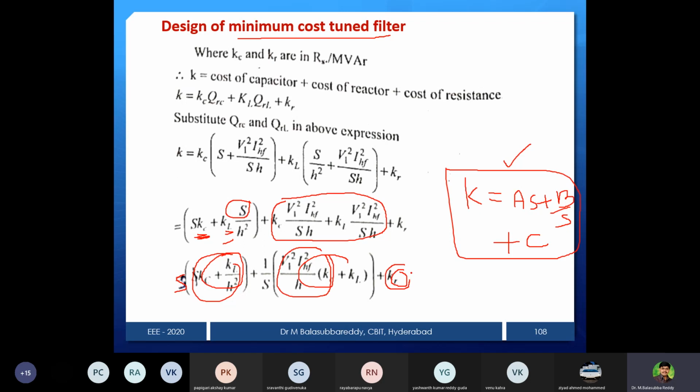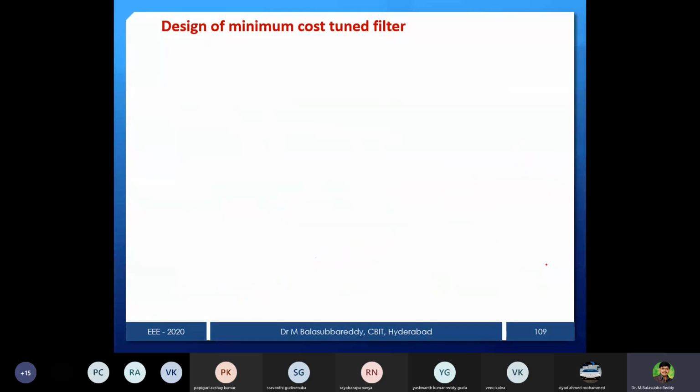Either you can use notation in terms of Kc, Kl, Kr, anything, or ABC. Any notation you can follow, both are the same. And now what I got is K is equal to AS, as per the previous initial starting point, AS plus B by S plus KR. So this is our K. S is the size and K is the total cost of a filter.